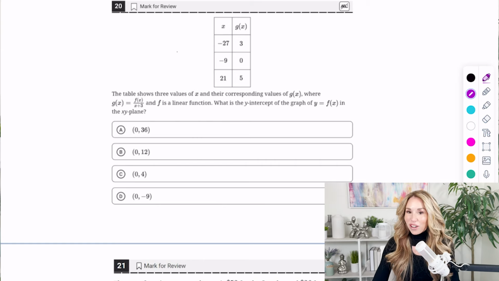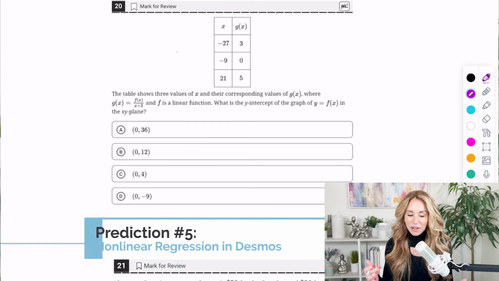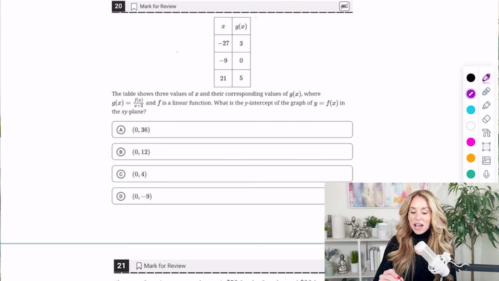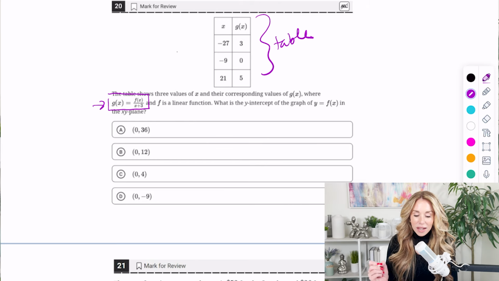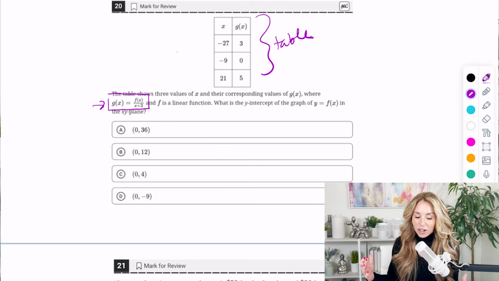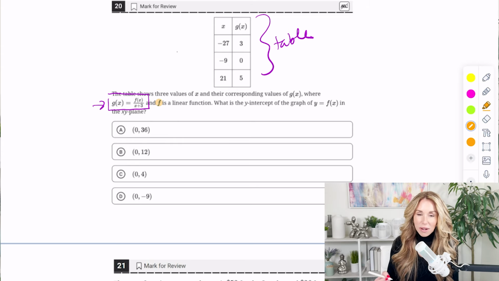All right, my 5th prediction is that you're going to need to use a nonlinear regression in Desmos. So as you can see from this question, I have a table. And then they give me an equation. Now, with at least 2 values on the function and the equation of the function, I'm in good shape to use a regression. There's a few things I should mention, though.